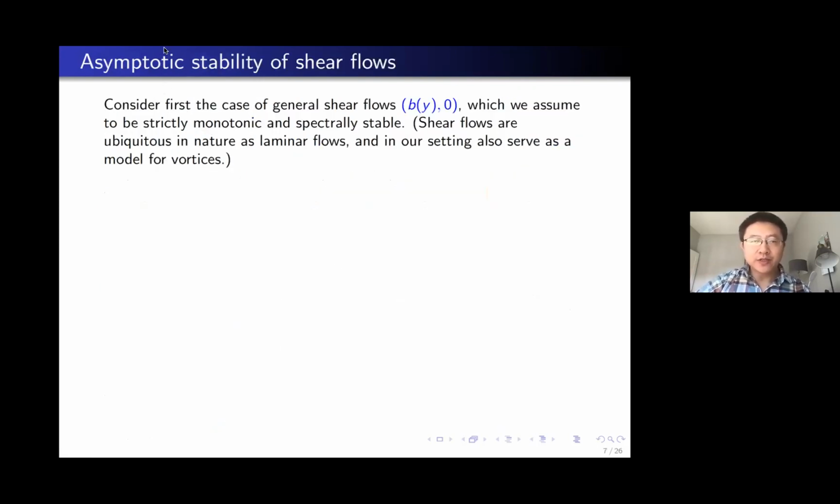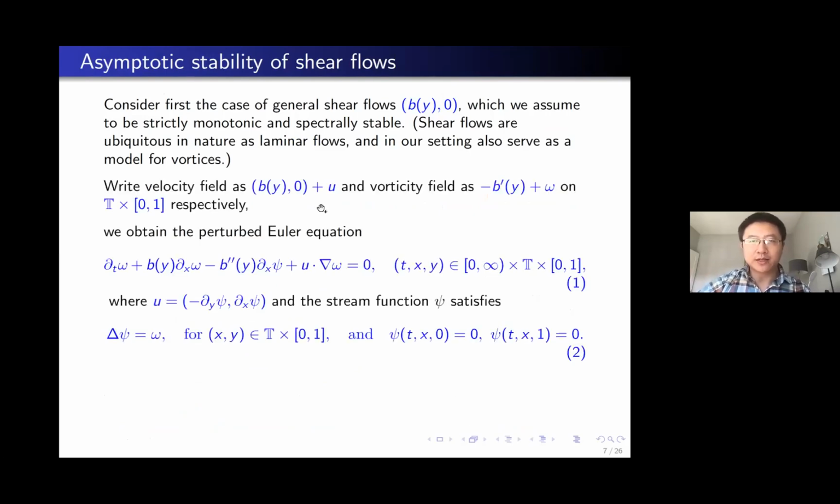Okay, so let's first consider the shear flow case. Let's assume the shear flow is strictly monotone and spectrally stable. Then we try to understand the stability, so let's linearize around this flow. This is the shear flow with small perturbation u, and with the corresponding vorticity field given by this. If you plug this into the 2D Euler, you get this perturbed Euler equation: partial t omega plus b(y) partial x omega minus b''(y) partial x psi plus u dot gradient omega is equal to 0 in this domain.